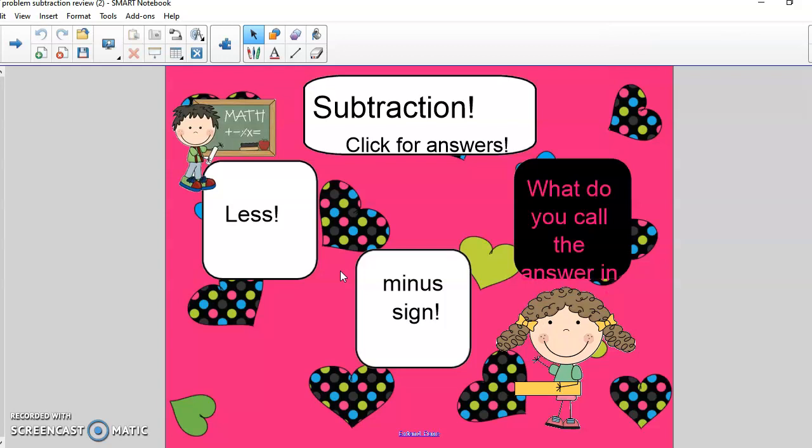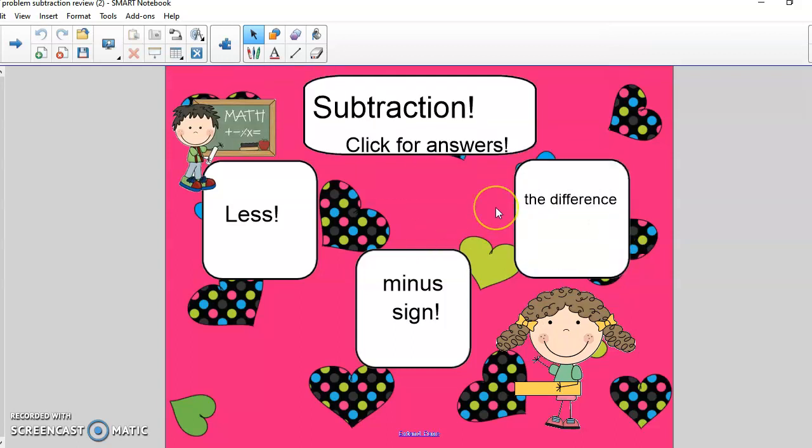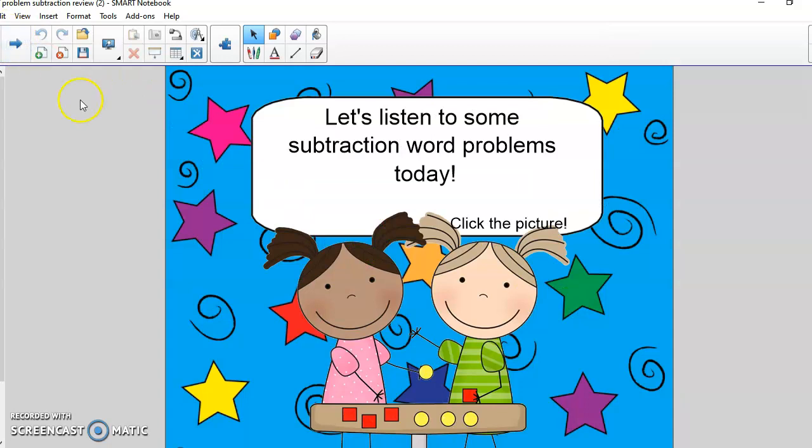And what do you call the answer in subtraction? What do you call the answer? You call it the difference. That is what it is, the difference between the two numbers. Awesome job. We're going to click this and we're going to listen to some subtraction word problems today.